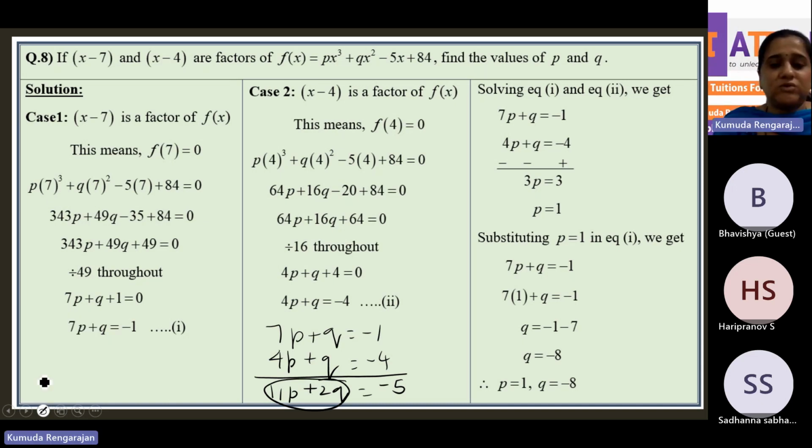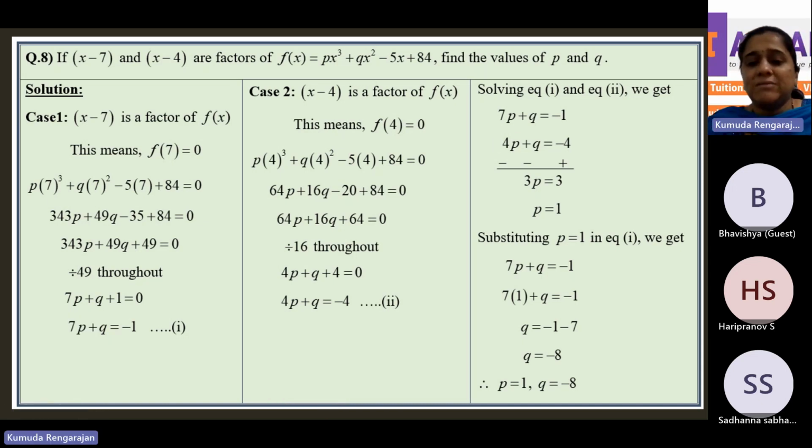So now let's try to subtract the two equations. Subtract means change the signs. So see, it's plus 4P, make it minus 4P. It's plus Q, make it minus Q. It's minus 4, make it plus 4. Don't put the sign below like this. You put it like here, minus 4P. Plus becomes minus. Minus becomes plus.